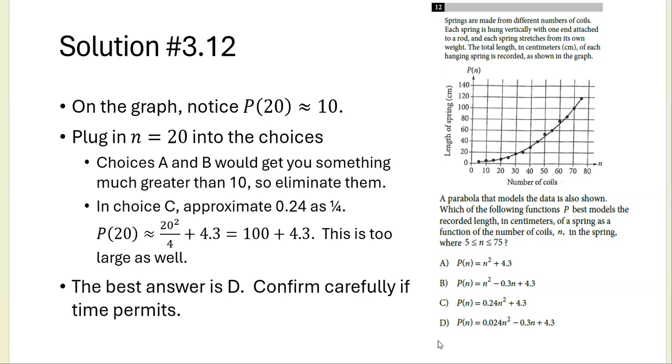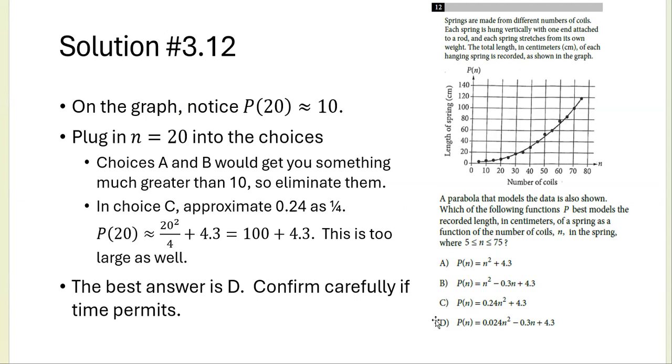So we're left with choice C and D now. Now for choice C, let's approximate this 0.24 as 0.25, which is 1/4. That's what I'm saying in this bullet point here. So P of 20 is approximately equal to 20 squared over 4 plus 4.3. 20 squared is again 400, divided by 4, that's 100, and then add the 4.3. This is, again, much bigger than our desired 10. So cross C out, and the best answer is D.